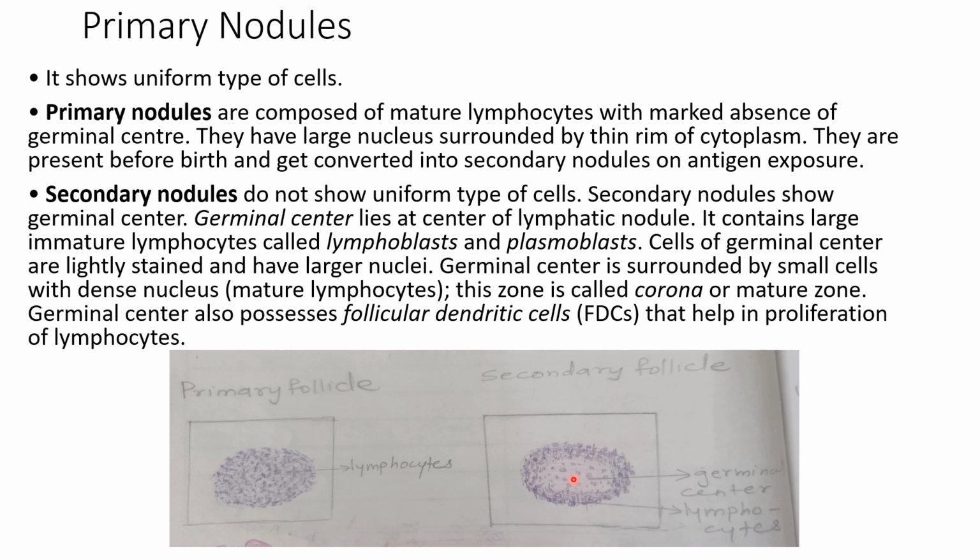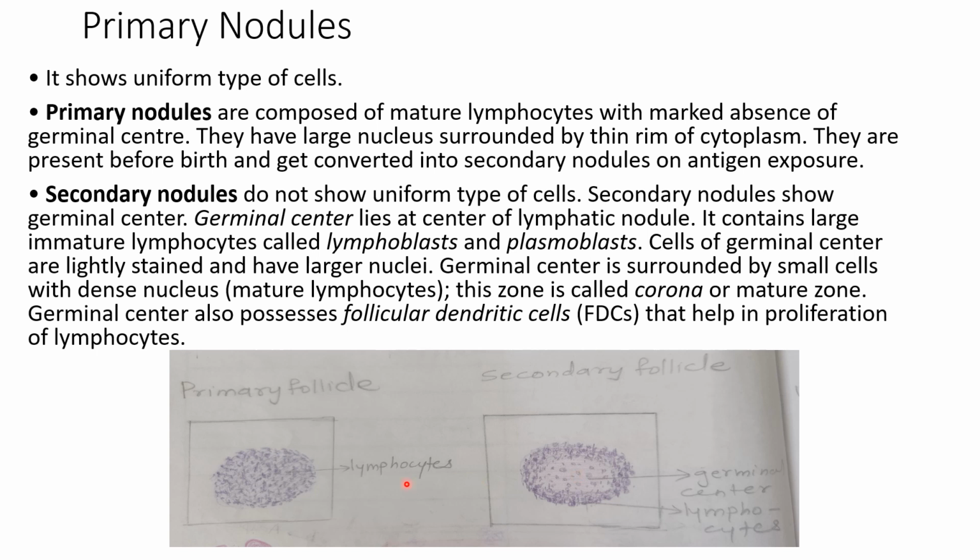It is surrounded by small cells with dense nucleus. So these are the peripheral densely packed lymphocytes. So this zone is known as mature zone or corona, and the central part has follicular dendritic cells that help in proliferation of lymphocyte. So now we will again revise.